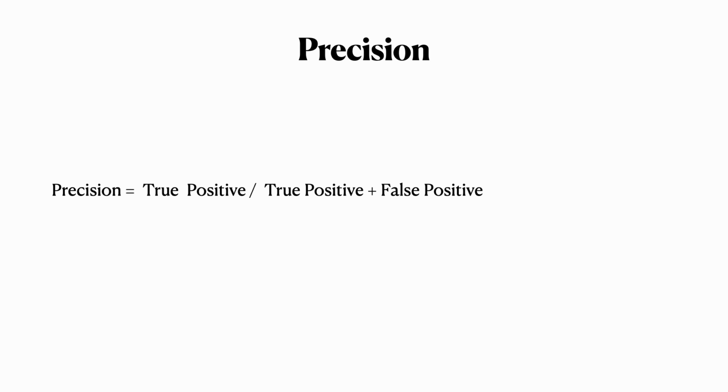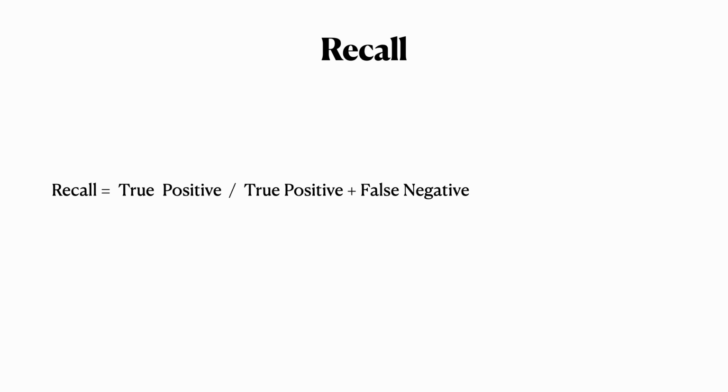Now let's take a look at what precision and recall are. So precision is the actual number of positives in the data set divided by what the model predicted as positive. So this is true positives divided by true positive plus false positive. And recall is all the correct positives in the data set divided by all samples that should have been identified as positive. This is true positive divided by true positive plus false negative.